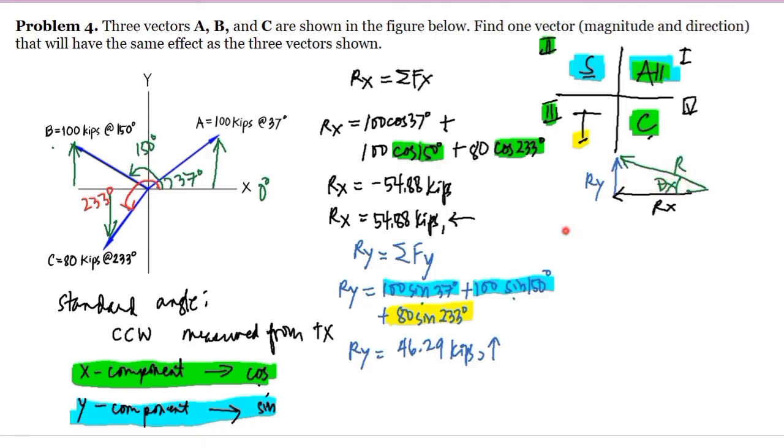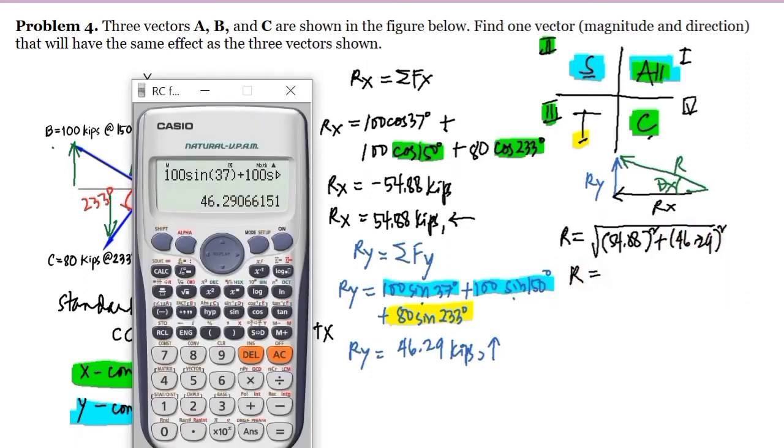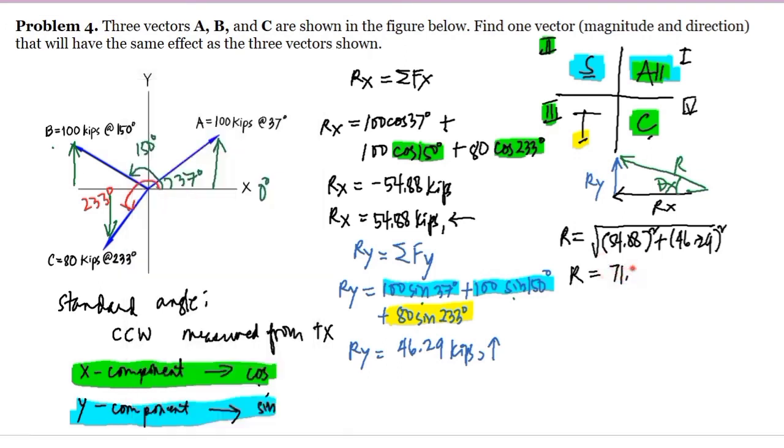Solving for the value of the resultant, R is equal to the square root of Rx squared plus Ry squared. Rx is 54.88 kips and Ry is 46.29 kips. So we have here R is equal to the square root of 54.88 squared plus 46.29 squared. And we have here 71.8 kips.